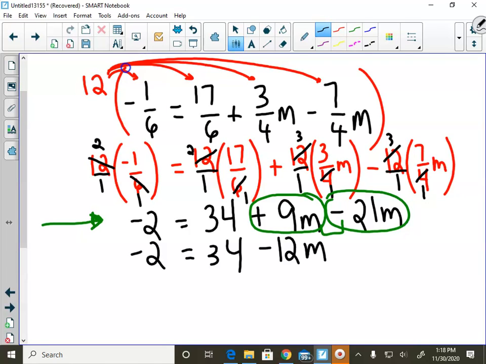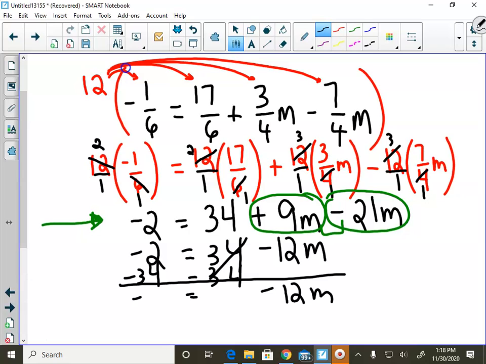And now we're going to solve the equation. Again, to solve the equation, get the variables on one side, get the constants on the other. So that would mean I have to subtract 34 from both sides. Negative 12m. That's going to be equal to negative 36. Now it's time to divide, so we'll divide both sides by negative 12. So 3 is equal to m.